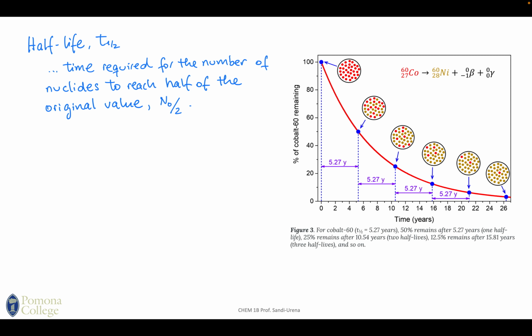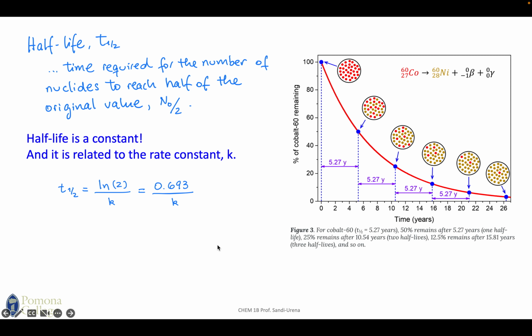Half-life would be defined as the time that's required for the number of nuclides to reach 1/2 of the original value. It is a constant, and it is related to the rate constant. Half-life, T1/2, equals the natural log of 2 over k. You can look at your book and see where this natural log of 2 comes from. And that would take the value of 0.693. We see that if we have one, we can get the other easily.